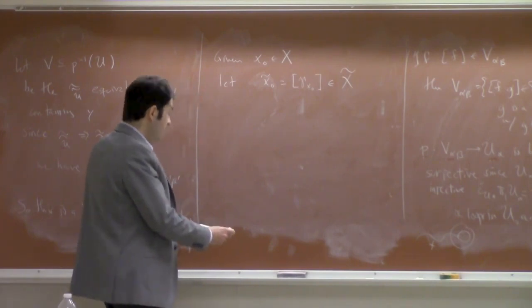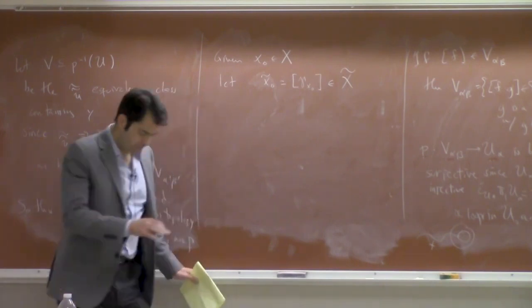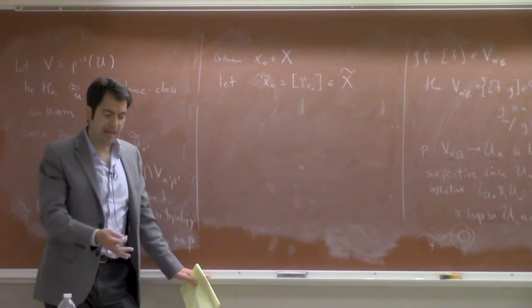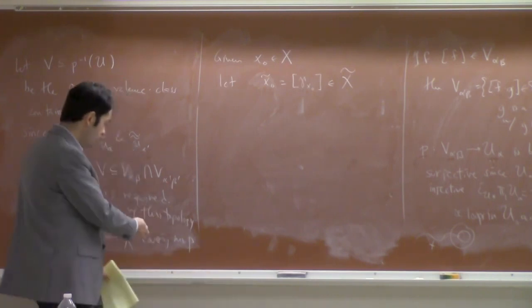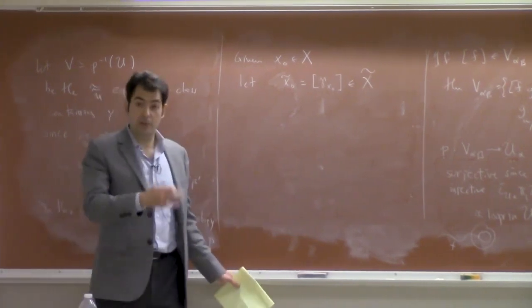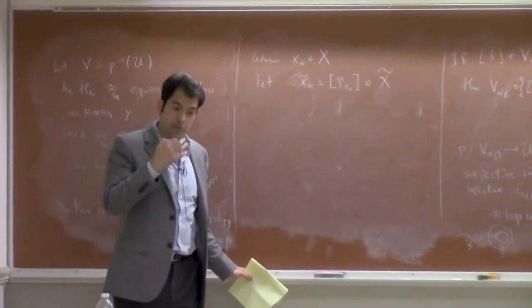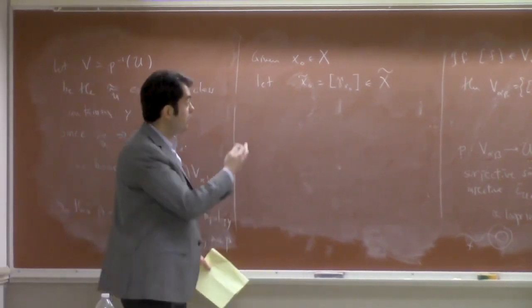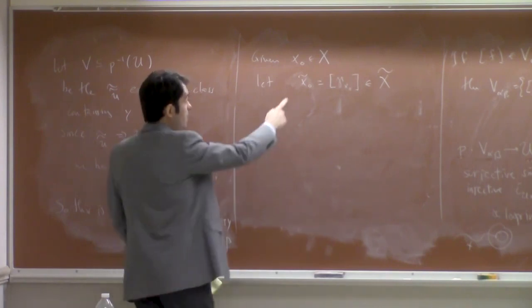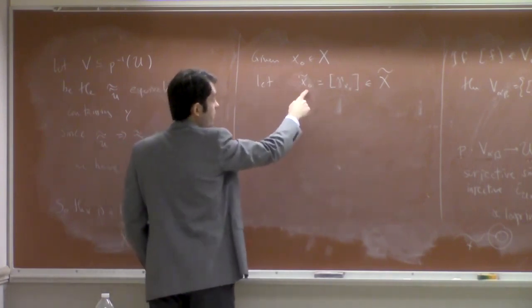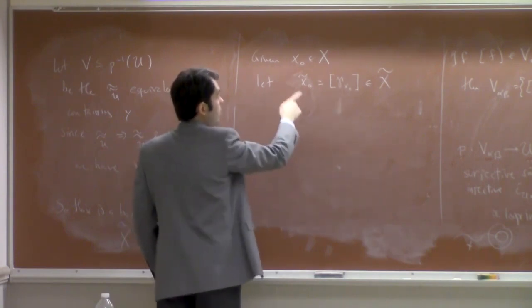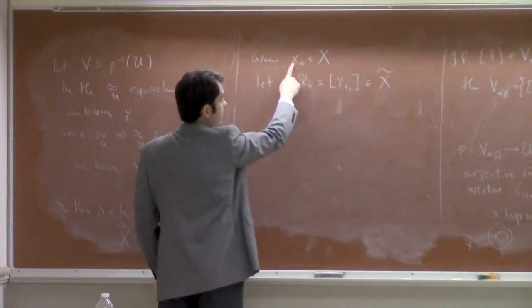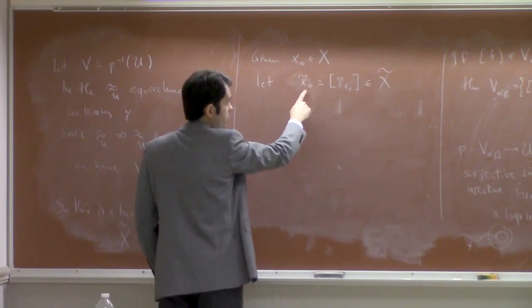So let's look at how it looks to lift a path from X to a path on X tilde, right? We know it's a cover, so we know that it is possible to lift a path, and in fact, there's a unique lift of a path as soon as you fix the base points. So here's a base point, and here's a point sitting above it in X tilde. So let's look at what the lift of a path starting at X naught looks like, starting at X naught tilde.